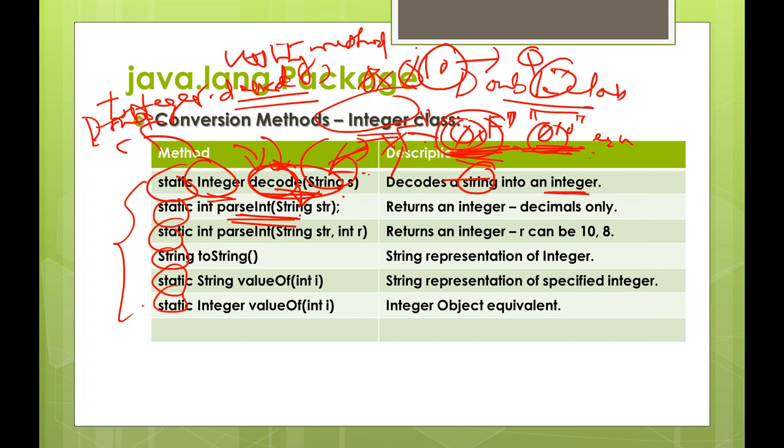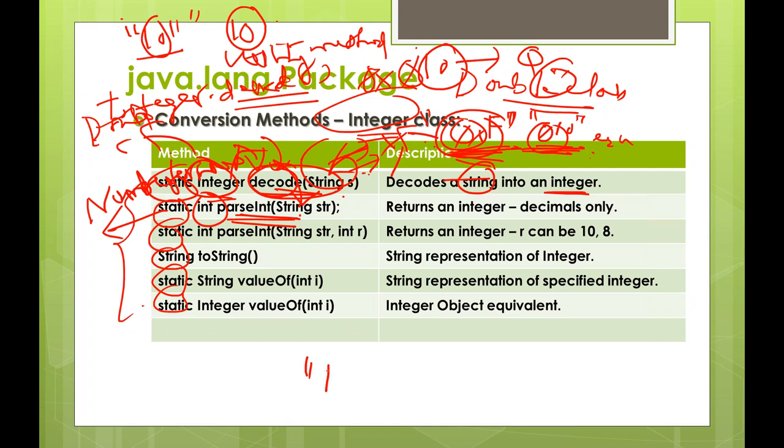We are passing a string object to that. So this will parse the string. Say for example, you have 10, okay? You have 10. So it will parse the string and give the value, that is 10. So this throws NumberFormatException. This also will throw NumberFormatException, okay?